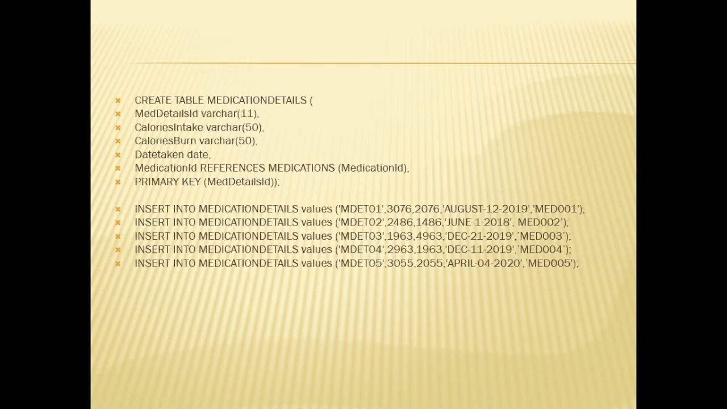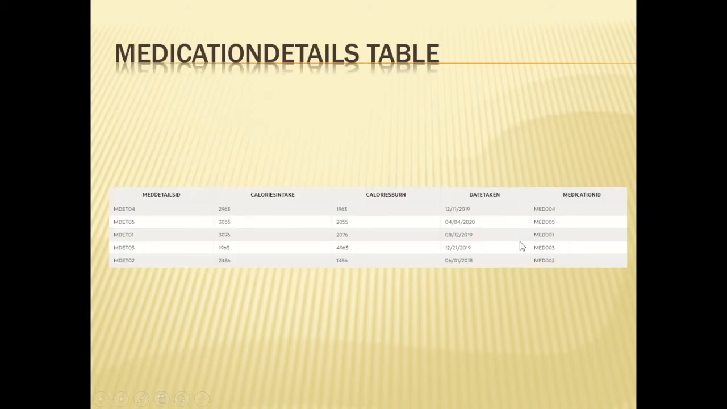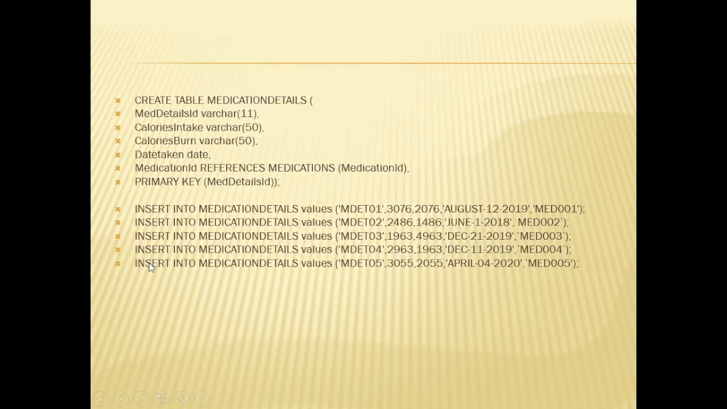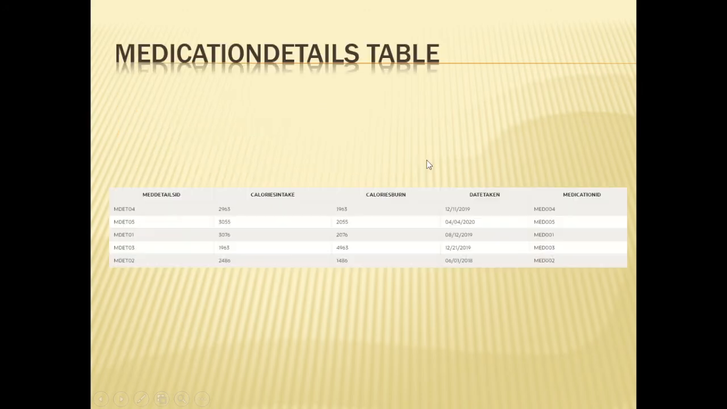Okay, so we also create the table medication details, where we know the medication details ID, calories intake of the patient, calories burned, date taken, medication ID, references medication. Why I put this? Because I want this medication ID to relate with the table medication ID. So we put the medication ID at the back. So the table will be like this: medication ID.